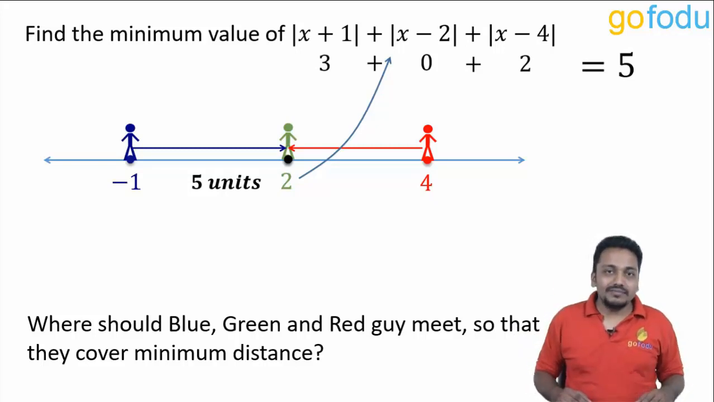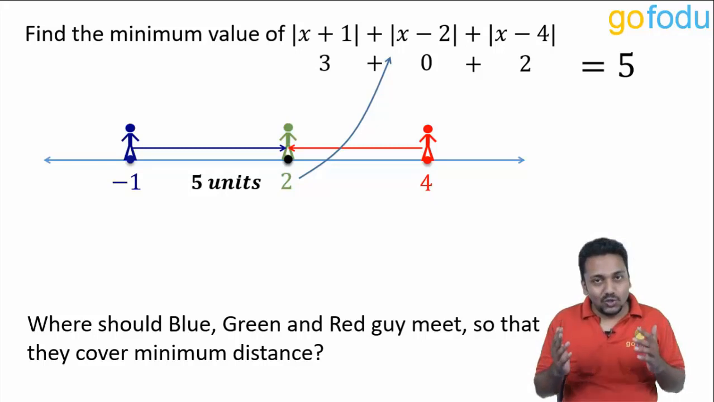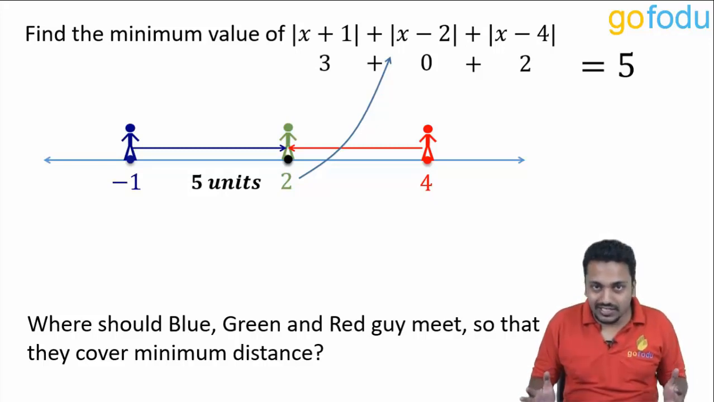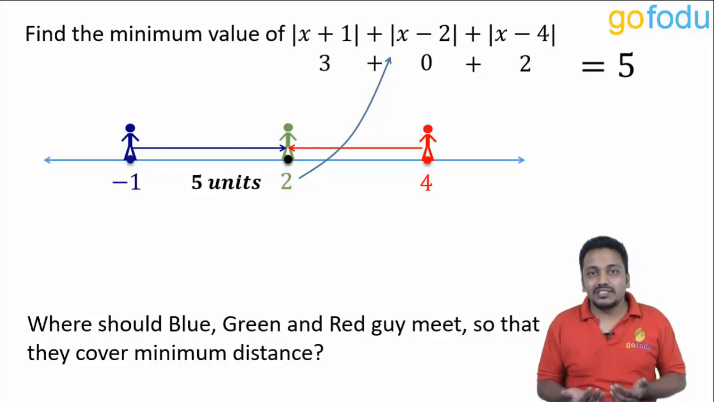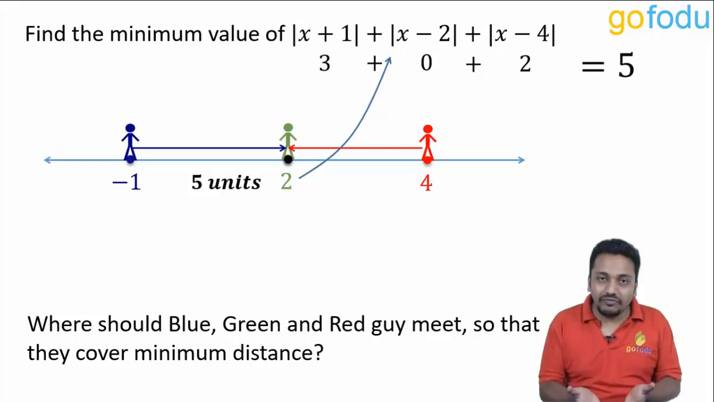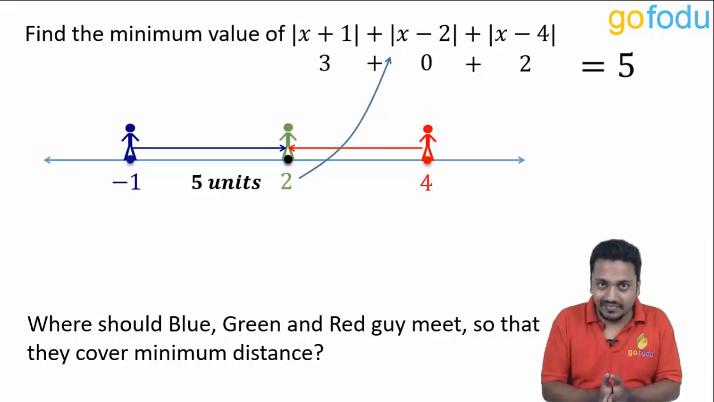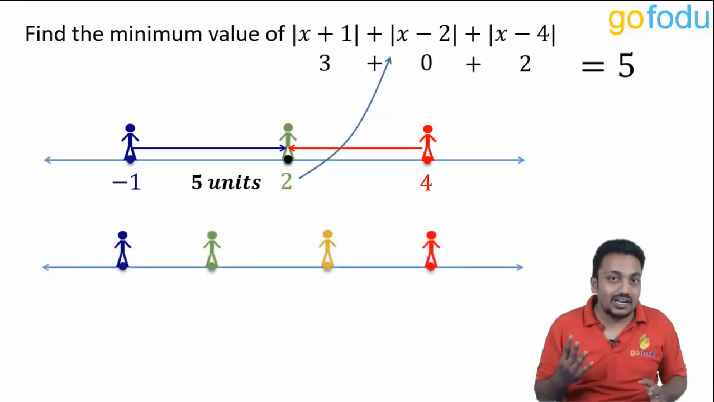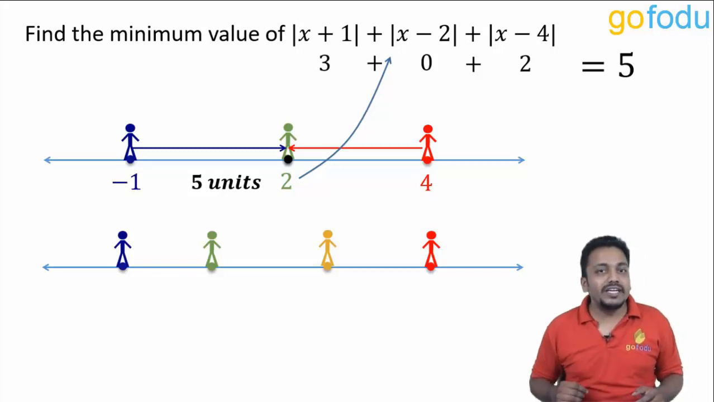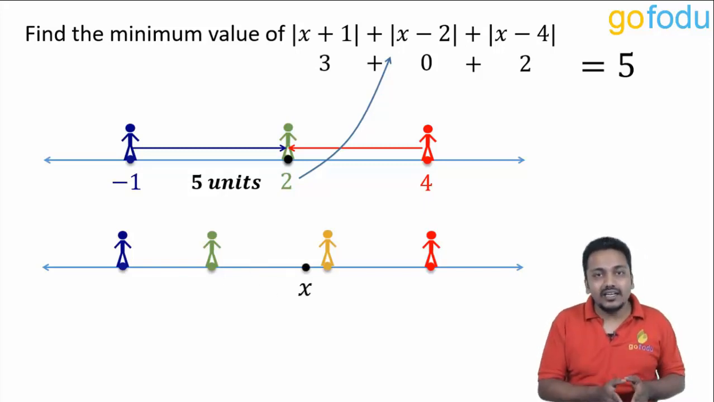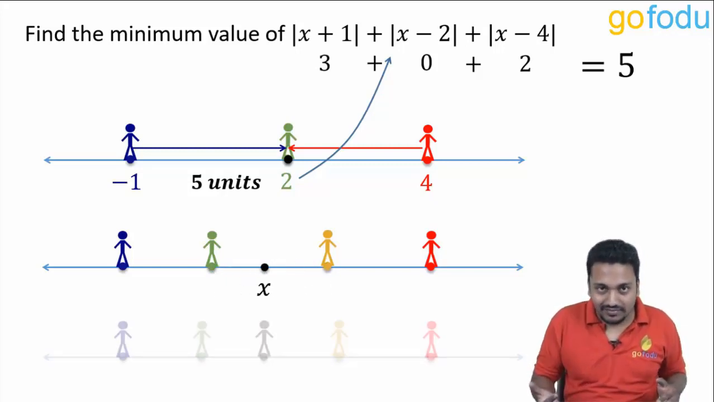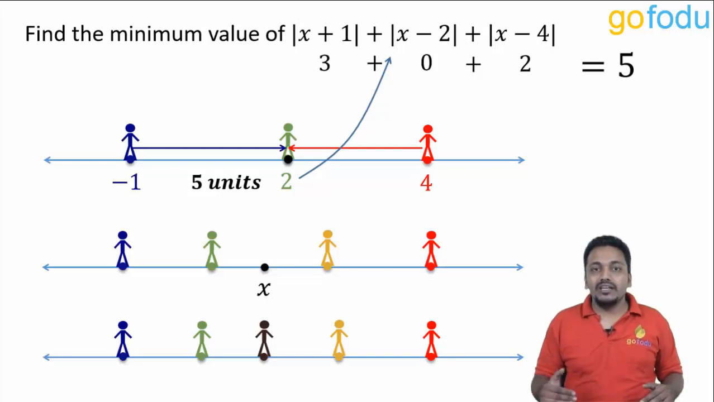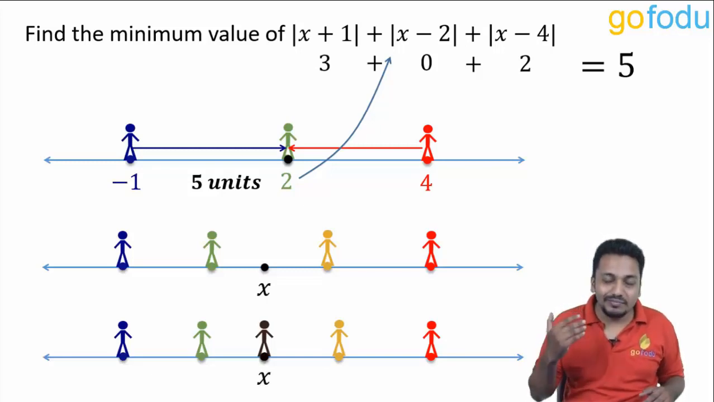Let's generalize this further. When there were 2 people, for minimum distance, they can meet anywhere between their starting points. When there are 3 people, for minimum distance, they should meet at the point where the middle guy stands. In case of 4 people, the point of meeting should be anywhere between the second and the third guy. In case of 5 people, the point of meeting should be the third guy or the middle guy.